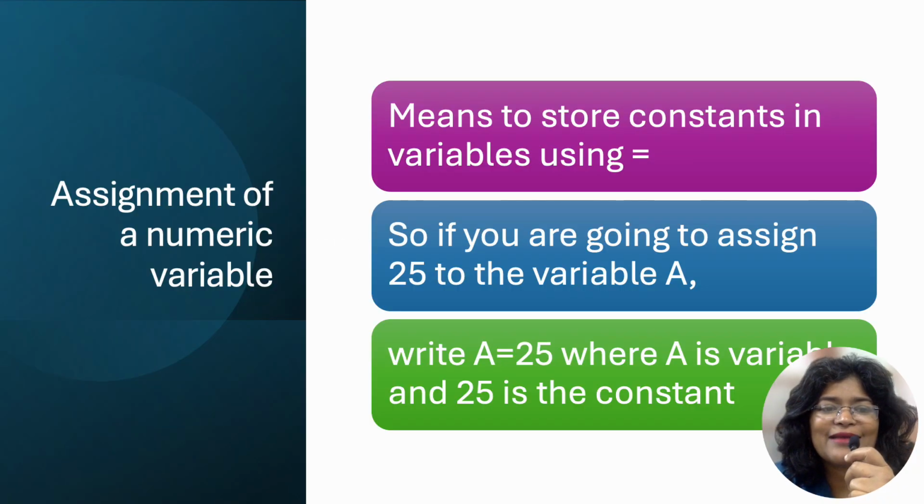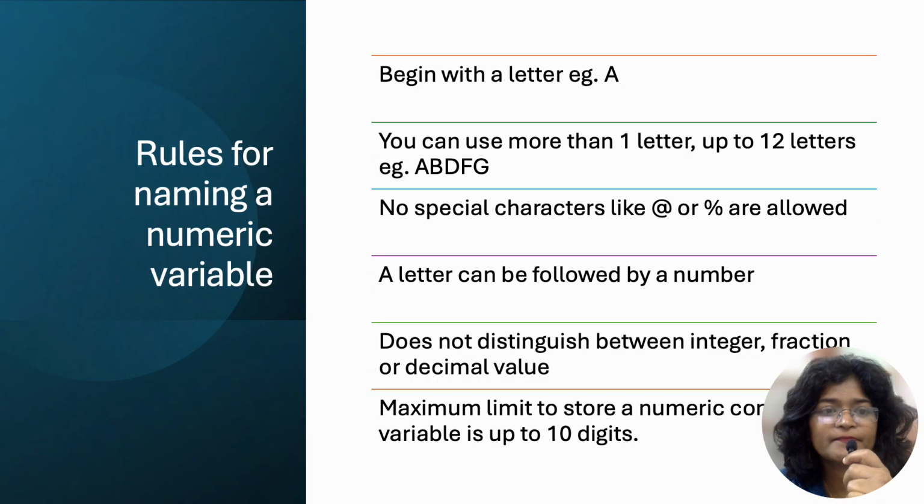So how do we assign a numeric variable? What does assignment mean? It means store the constant in the variable using an equal to sign. So if you are going to assign 25 to the variable a, you have to write a is equal to 25, where a would be the variable and 25 would be the constant. So remember, variables are on the left, constant is on the right.